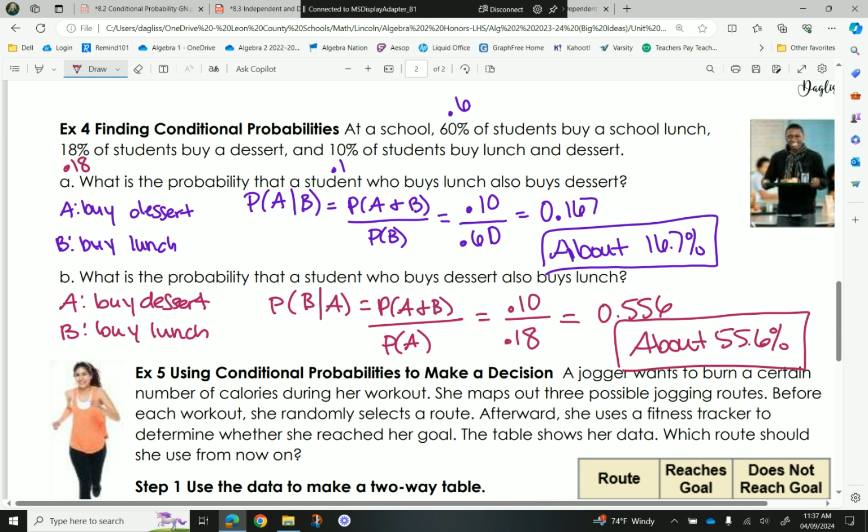All right, last little bit about conditional probability, okay? And then we'll go do a brain break. We're almost done with this.